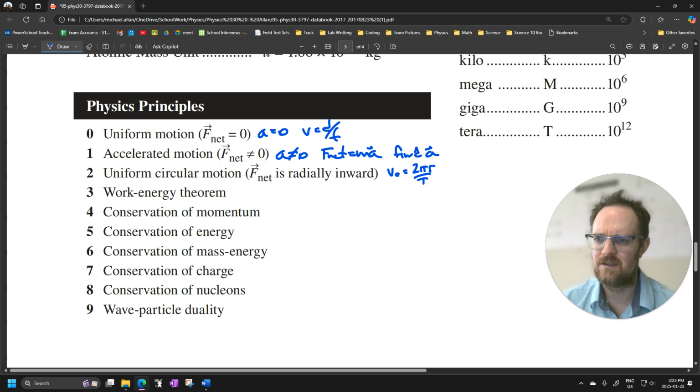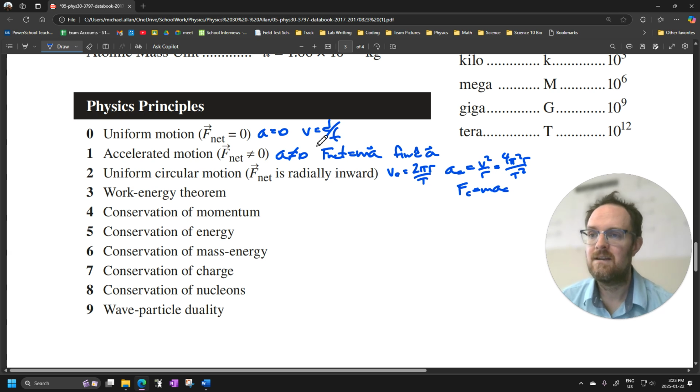You don't see that one in Physics 20 that often. Or a_c, right? v squared over r, or the other one, 4 pi squared r over t squared. Or maybe just finding F_c, m times a_c, right? So if you use any of those, you've got circular motion.